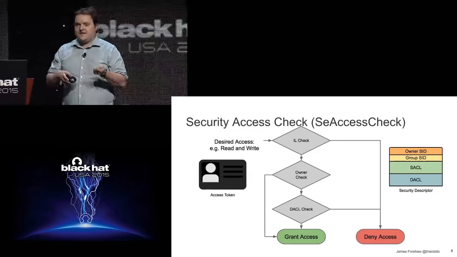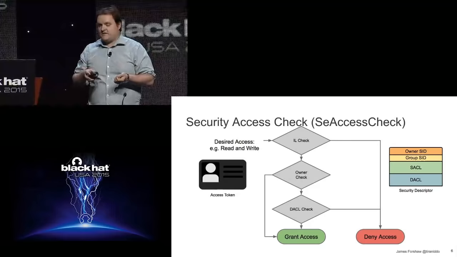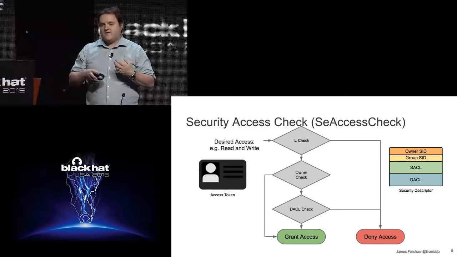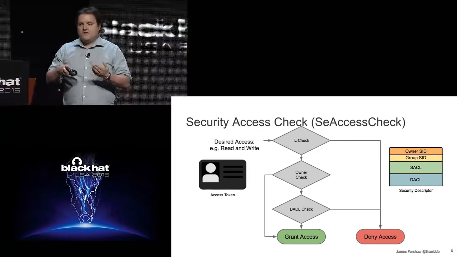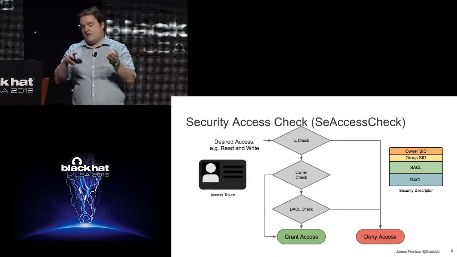Effectively, it's just taking your token and applying it to your security descriptor and making a decision on whether I'm going to give you access or not. So there's a few different steps, the first step being checking what is called the integrity level. And the integrity level is something they added in Vista, which is like a mandatory access control mechanism. It's simply a number. Your access token has a number, the resource has a number, and if you are above or equal to the resource number, you're allowed access, otherwise it can tell you to go away.